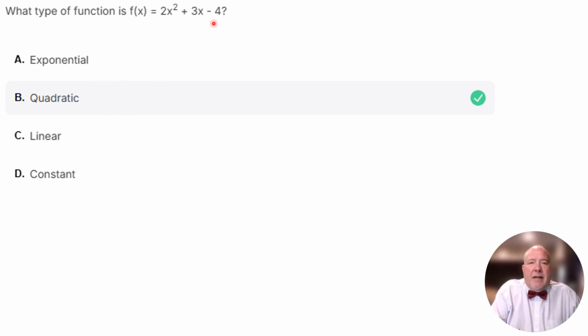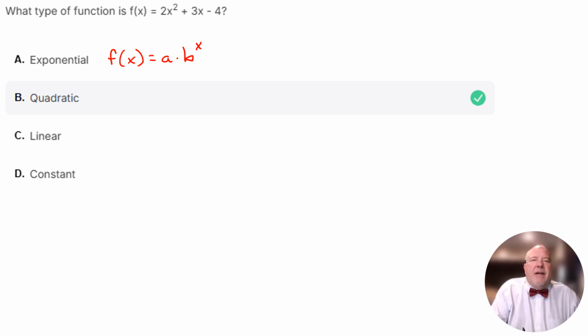So you might know what the answer is, but I just want to make sure you know these other ones too. So let's look at exponential. An exponential function looks like this: f of x equals a times b to the x power. So an exponential function has the variable x as the exponent, and we don't see that here. We have an exponent of 2, so we have an x squared, but that's it.